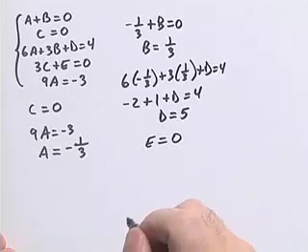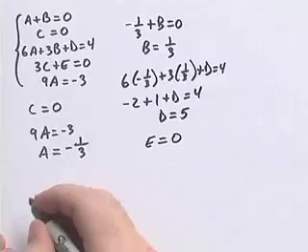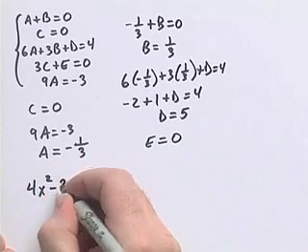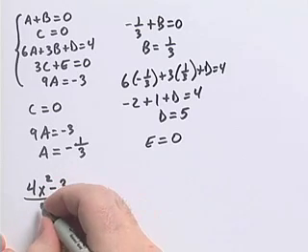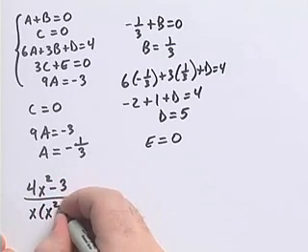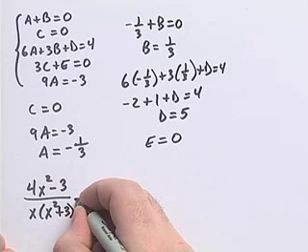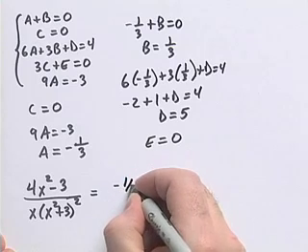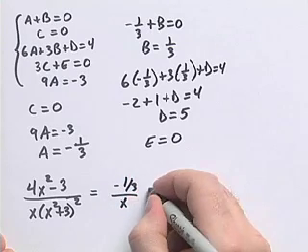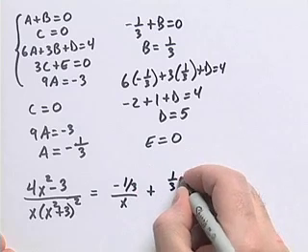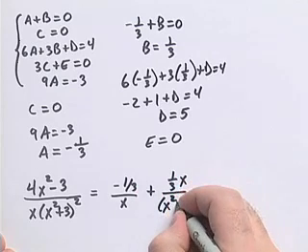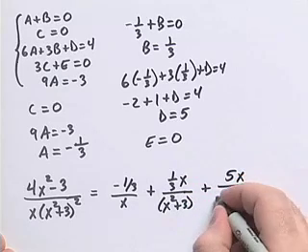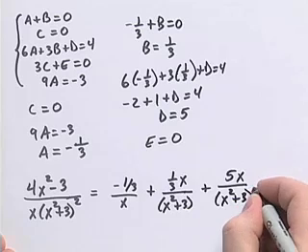We go back to our partial fraction decomposition now. Since we know A, B, C, D, and E, we're going to say that 4x squared minus 3 divided by x times x squared plus 3 quantity squared is equal to negative 1/3 over x plus 1/3 x over x squared plus 3 plus 5x over x squared plus 3 quantity squared.